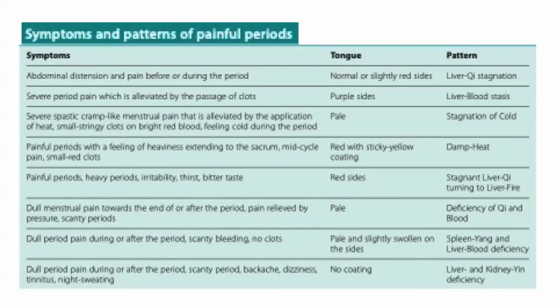For dull period pain during or after the period, scanty bleeding, no clots, the tongue is pale and slightly swollen on the sides. Pattern, spleen yang and liver blood deficiency. Dull period pain during or after the period, scanty period, backache, dizziness, tinnitus, night sweating. The tongue will have no coating. Pattern, liver and kidney yin deficiency.